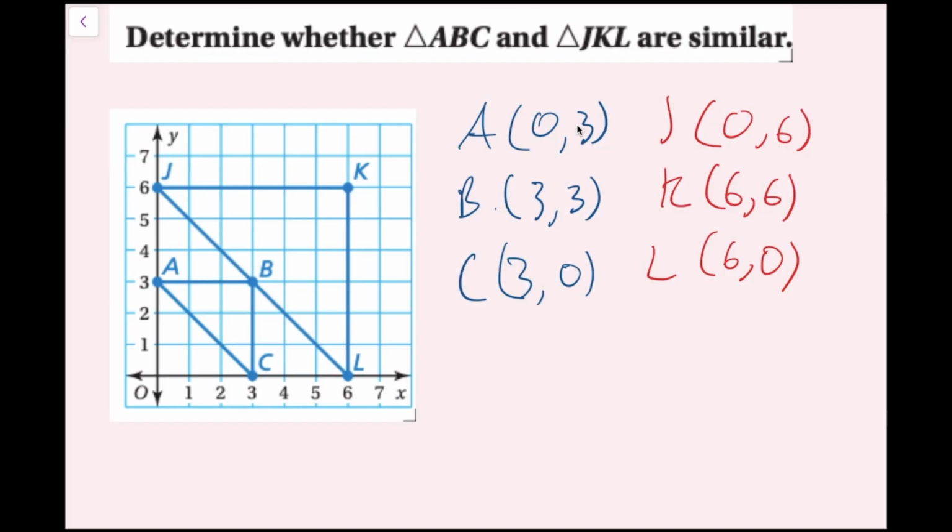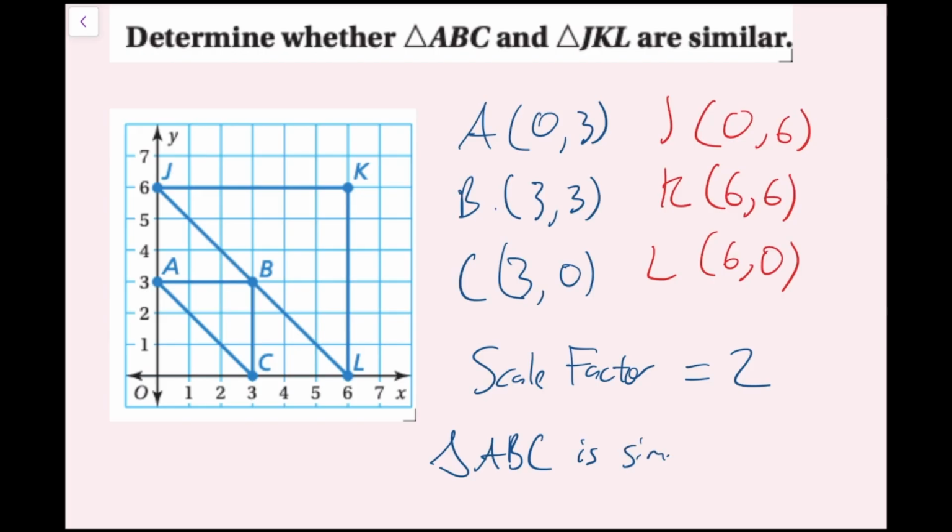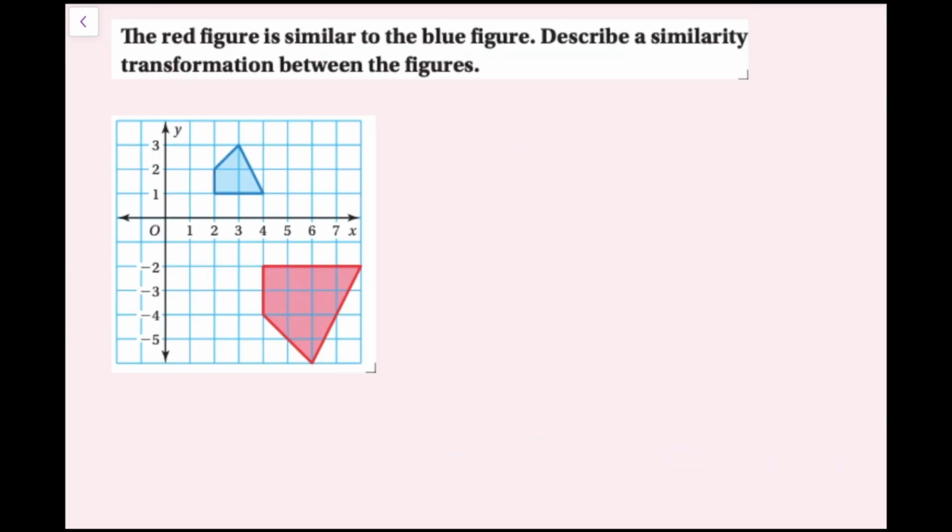So anyway, the easiest way to figure that out is to write down the ordered pairs and see if you can multiply each component by one thing, proving that this is a dilation, which we have in our scale factor, which I'll write down here. Scale factor equals 2. So anyway, triangle ABC is similar to triangle JKL. And now we're done.